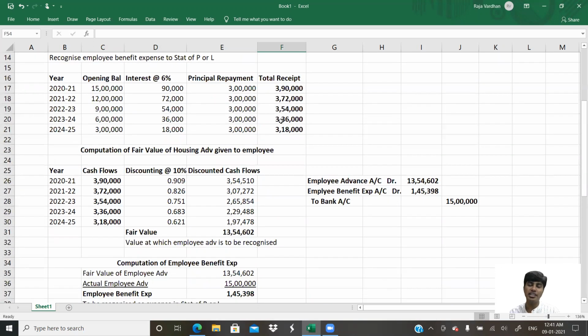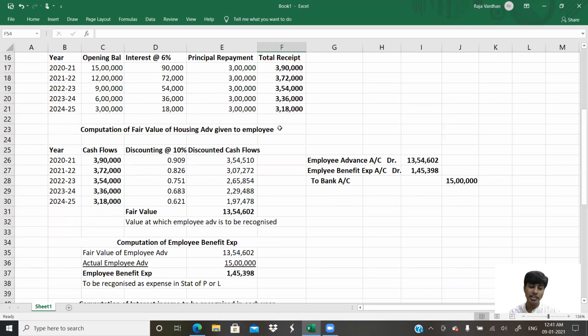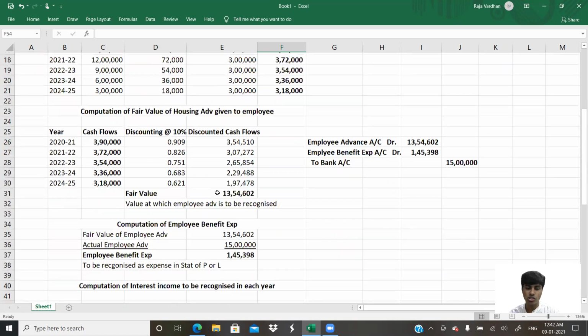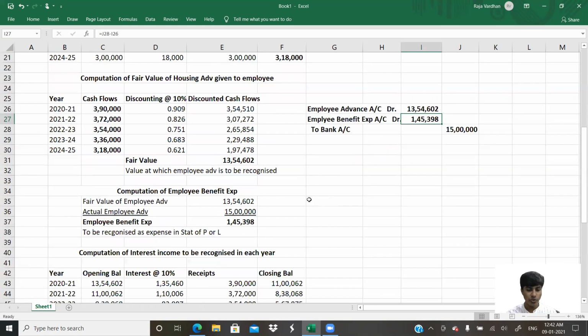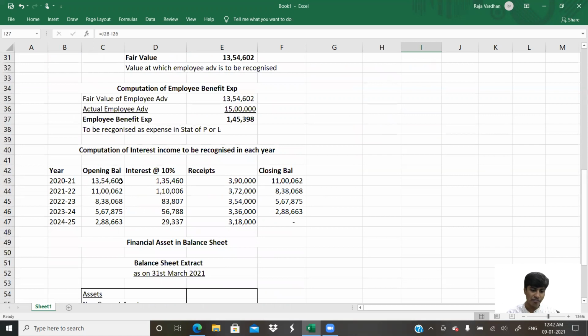We first identified the cash receipts over the next 5 years for this loan. Then we discounted them at the market rate. We arrived at the discounted cash flows. So the discounted cash flows total is our fair value. The asset has to be recognized at fair value. So the difference between the fair value and the money lent is the employee benefit expense to be recognized in P&L. So when you recognize that at 13,54,602, here comes the second part.